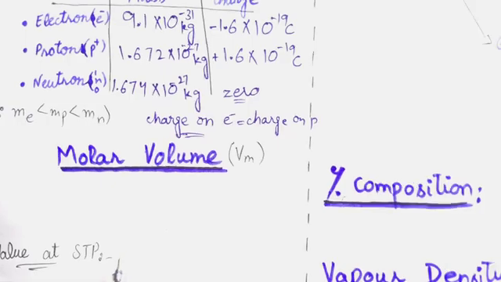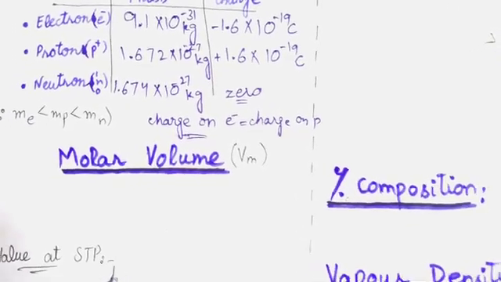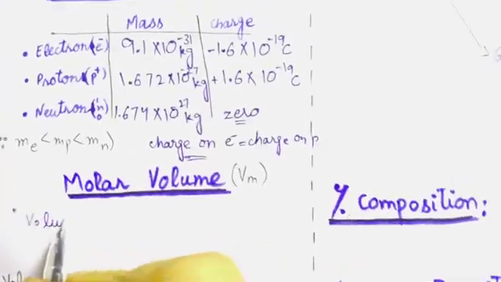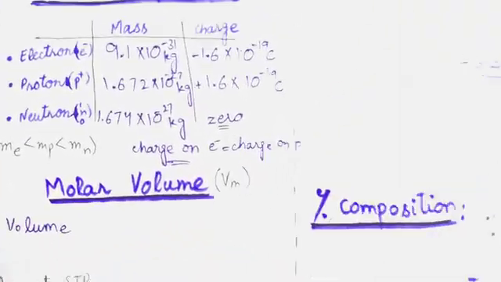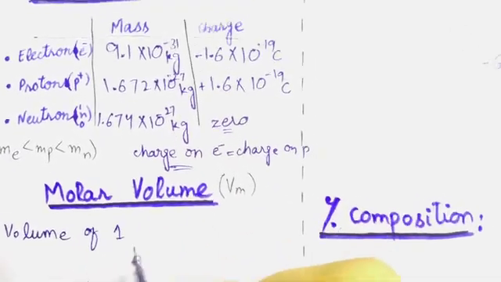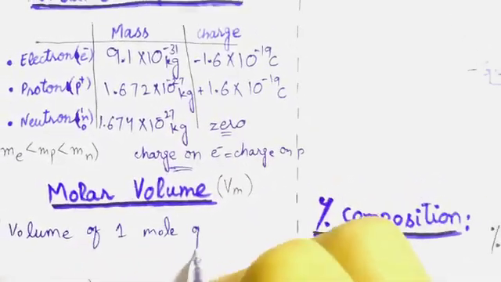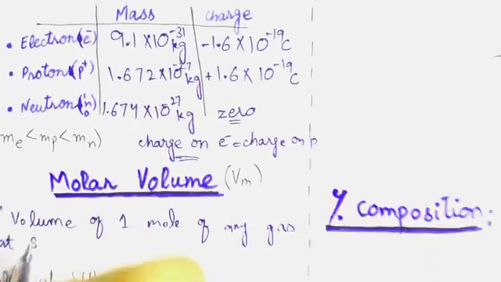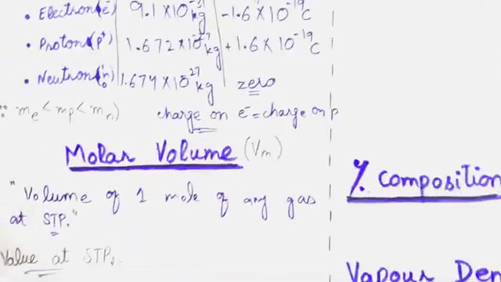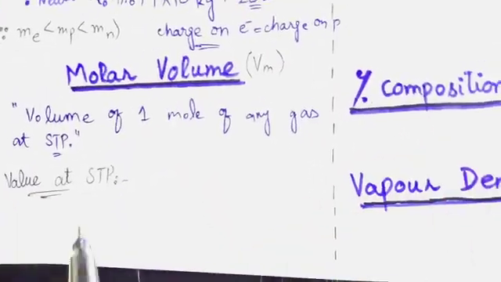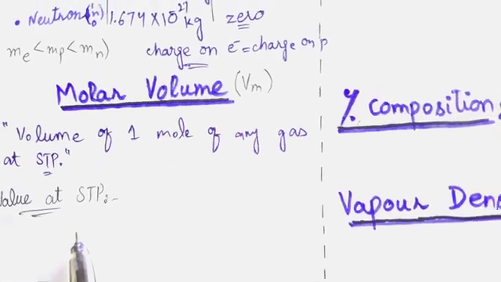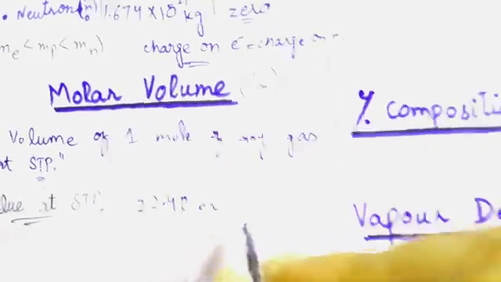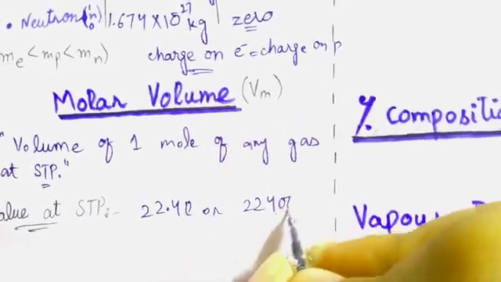And then we discuss the term molar volume. Molar volume is defined as the volume of 1 mole of any gas at STP. STP means standard temperature and pressure. The value of molar volume at STP is 22.4 liter or 22,400 ml.